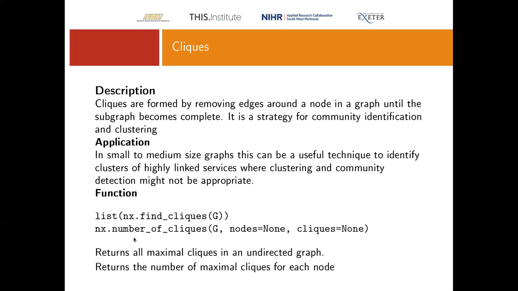And that's just useful for being able to see if it's worth looking for cliques within your graph. Because if it comes back as just one, it means that it's not finding any other smaller complete subgraphs, and so no cliques. So it's better to then look at using clustering modularity instead. So find cliques returns all of the maximal cliques in an undirected graph. So these are all the maximum subgraphs. And number of cliques returns the number of maximal cliques for each node.